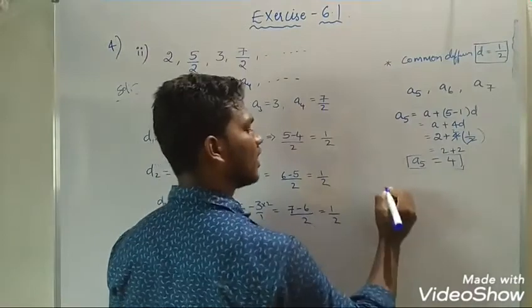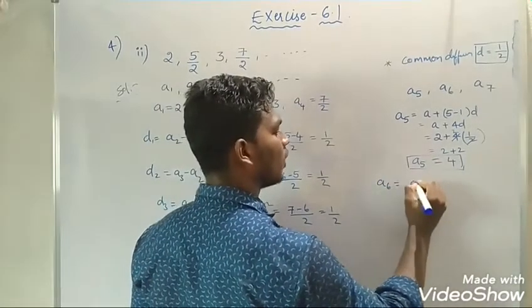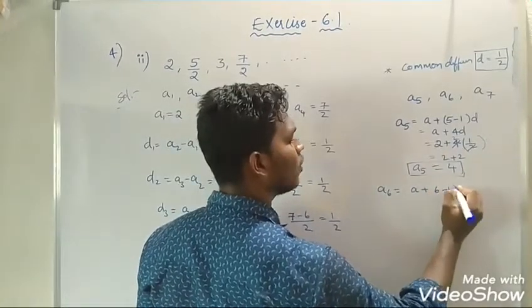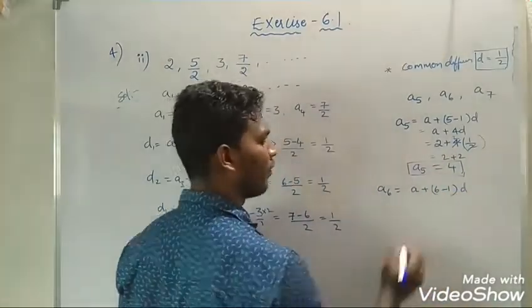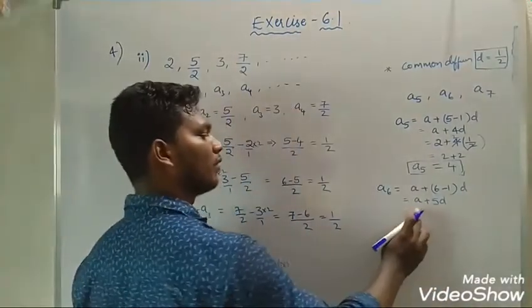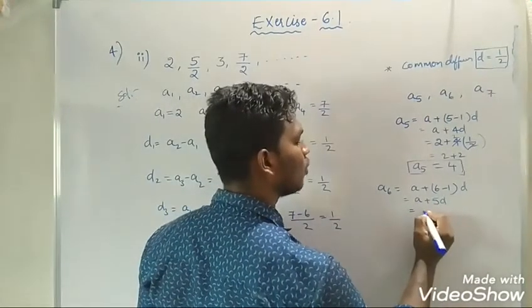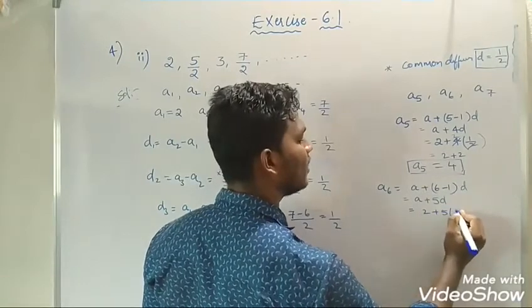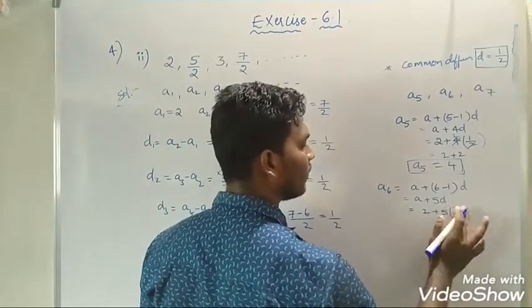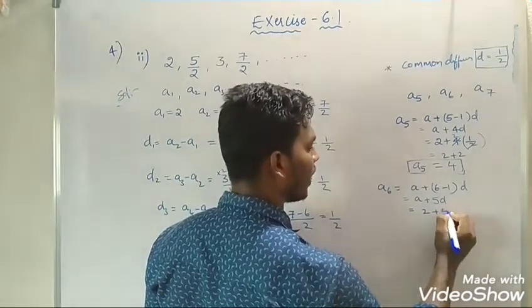And next the 6th term, right? So A plus 6 minus 1 into D, right? 6 minus 1 means 5D, right? So A plus 5D. Now substitute the values of A and D. So A is 2 and D is 1 by 2, right? So this will get 5 by 2, right?